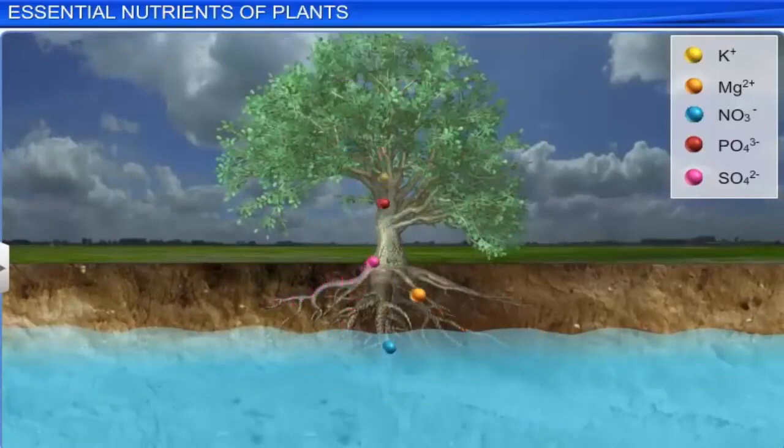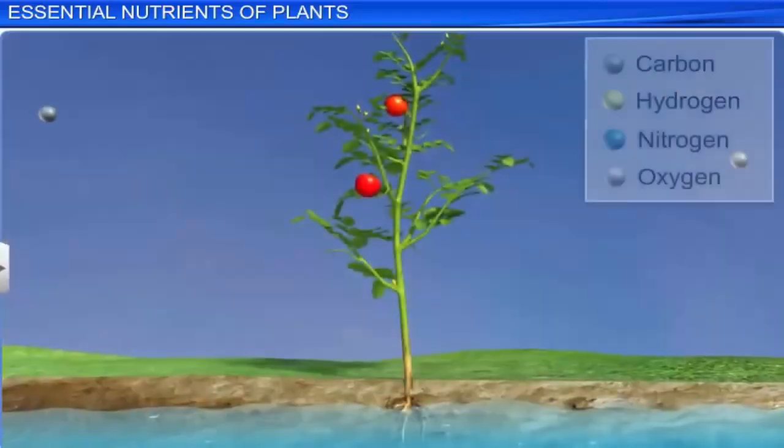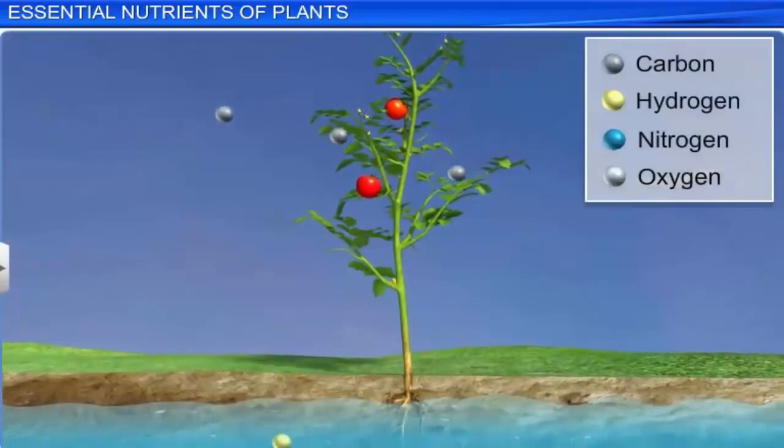Nourishment is the process of absorption of various mineral ions by the plants for their growth and development. Plants absorb inorganic elements like hydrogen, oxygen, carbon, and nitrogen from air or water.